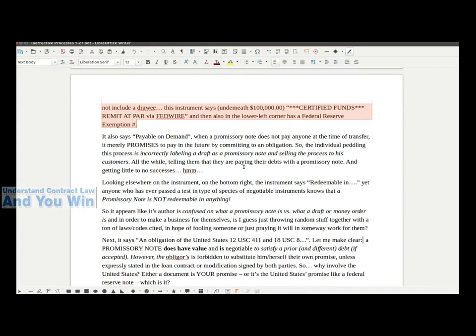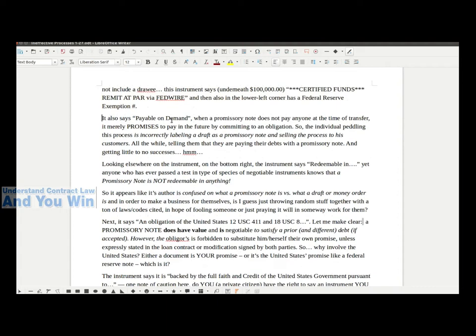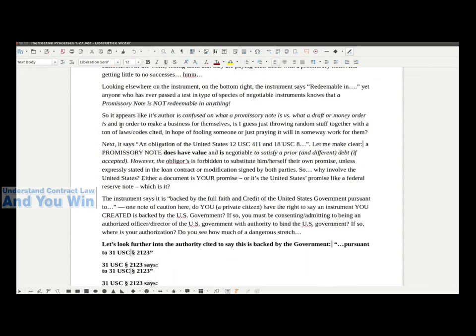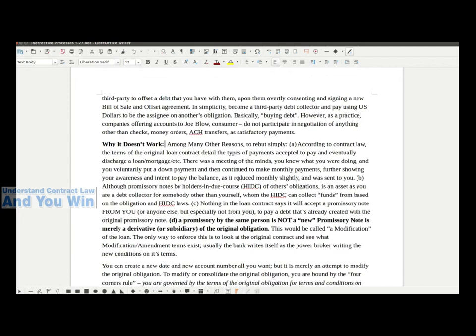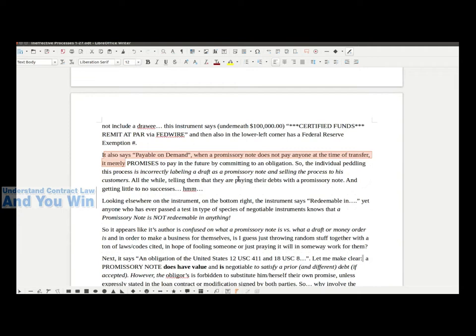So, if that instrument also says payable on demand, a promissory note does not pay anyone at the time of a transfer. See, I know so much about UCC, negotiable instruments, and contract law that it's really just funny to me. Because the person who created this is mixing components of a promissory note, components of a draft, I mean, three different types of instruments together into one, and it's just so convoluted. How do you write a promissory note?